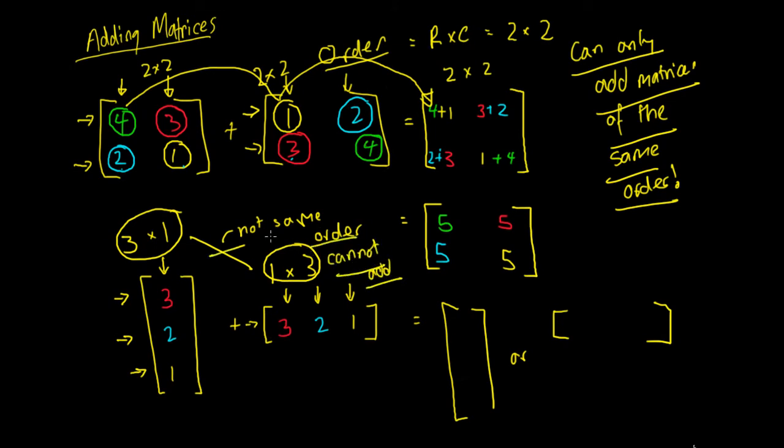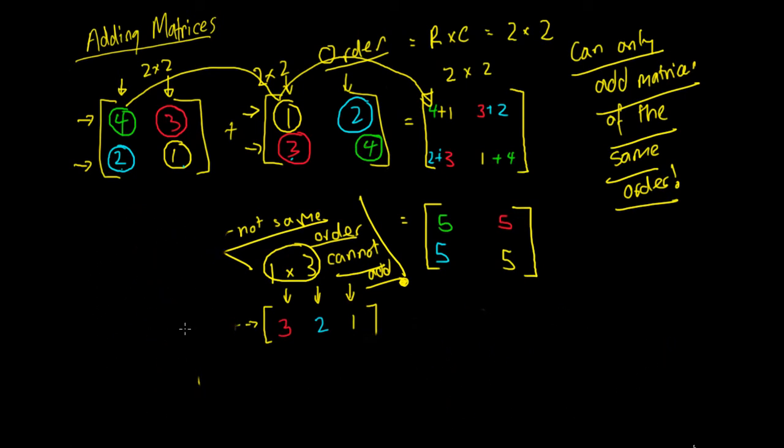And I can't stress that enough. Unless they're of the same order, we can't add them together. So this is the second example: because our matrices are not of the same order, we're just going to get rid of them and say that we cannot add them together because they're not of the same order.